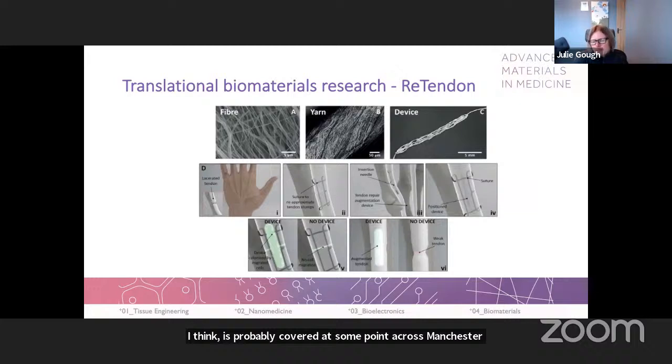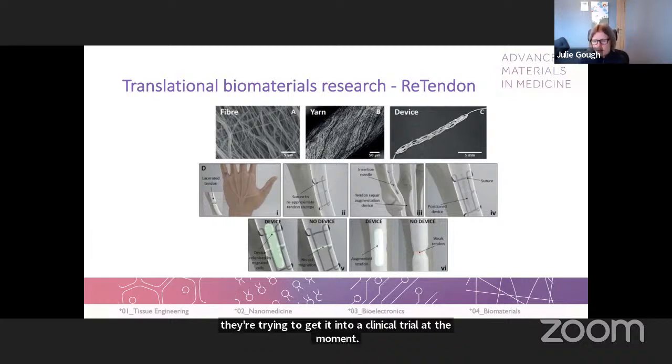We also have an interesting project led by Sarah Cartmel and some clinicians in Manchester. This is looking at tendon repair, and they're setting up a spin-out company called Retendon at the moment. So they're manufacturing a novel tendon repair augmentation device made of biodegradable polymers. And this has gone through quite rigorous animal testing and degradation testing and cyclical loading testing. And they're trying to get it into a clinical trial at the moment. So that's quite an exciting project that seems to be getting quite far along our translational pathway.